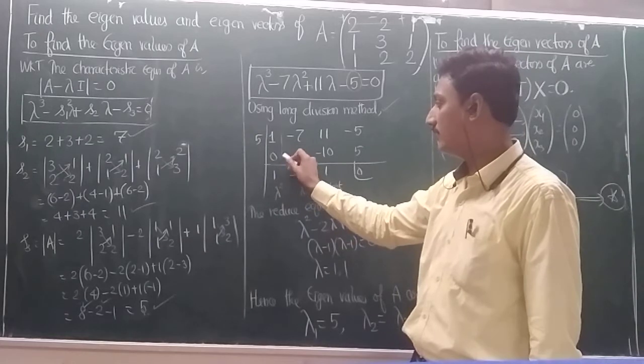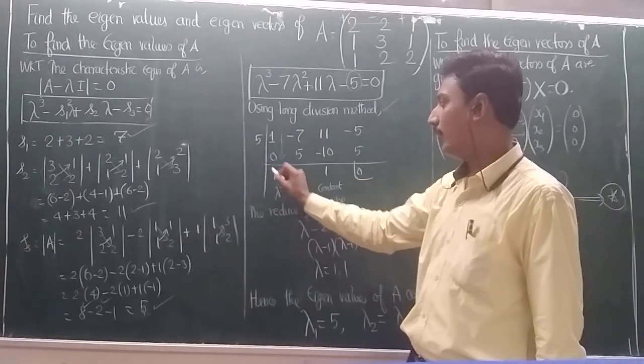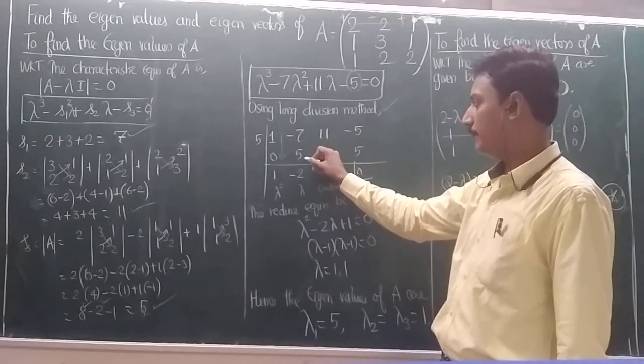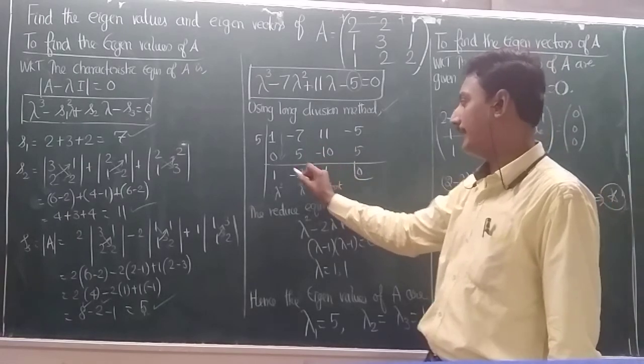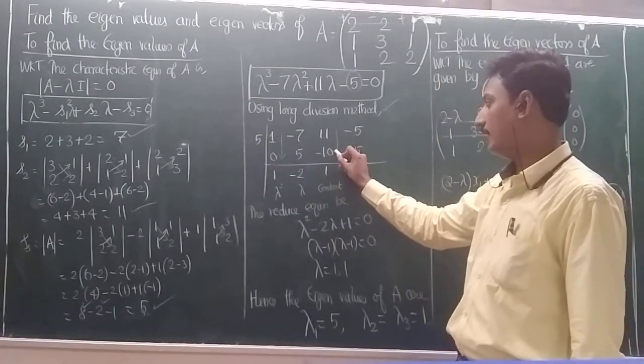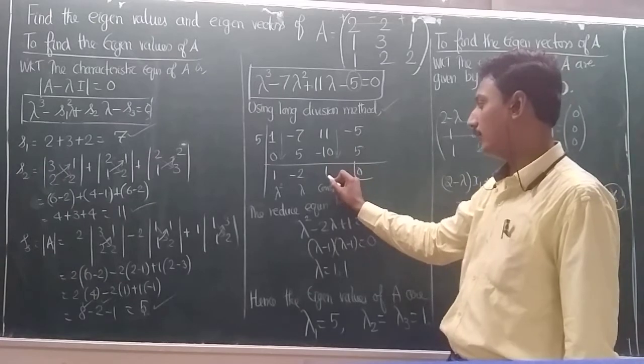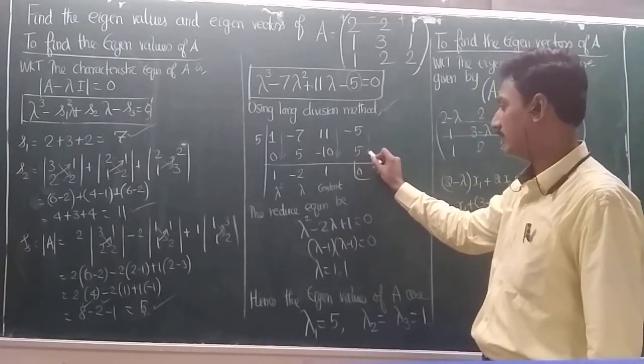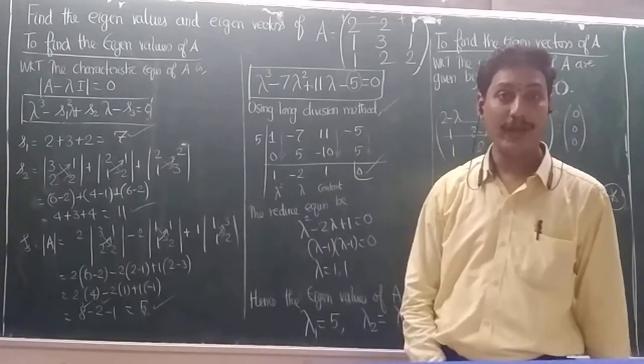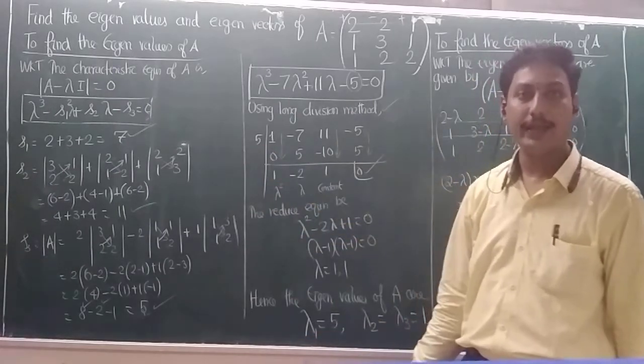Adding vertically here, we start from 0, 1 plus 0 is 1, 1 5 is 5. So minus 7 plus 5 is minus 2. Minus 2 into 5 is minus 10, so 11 minus 10 is plus 1. 1 into 5 is 5. Minus 5 plus 5 is 0. So this divides perfectly. So this is one of the eigenvalues.